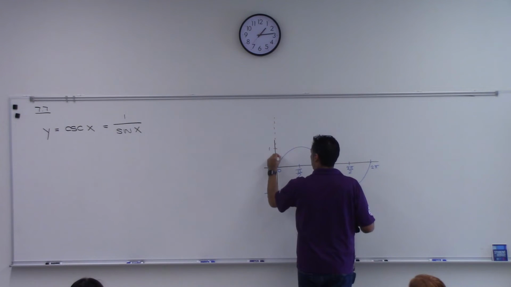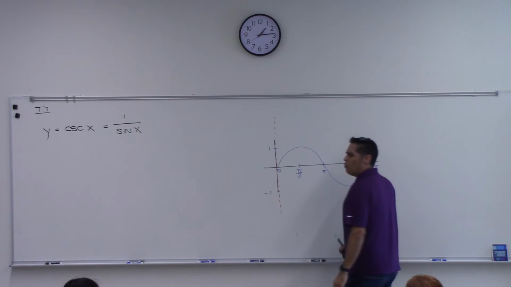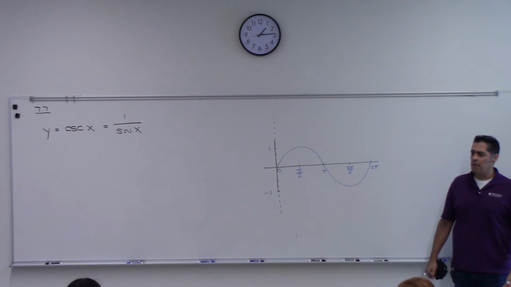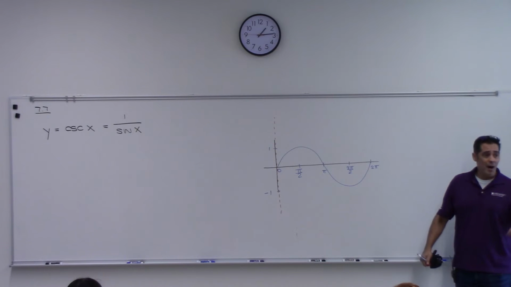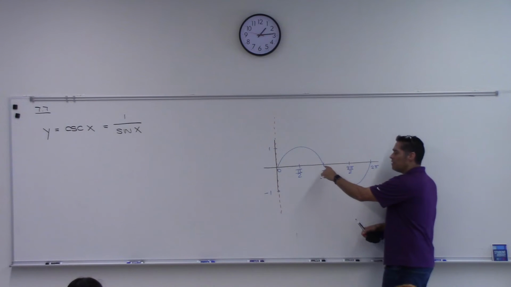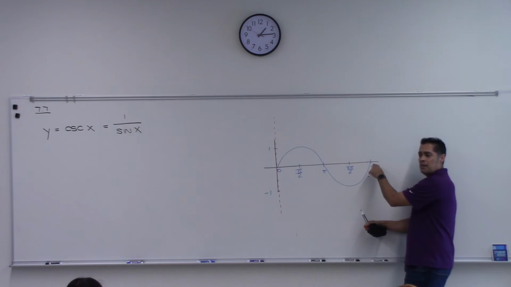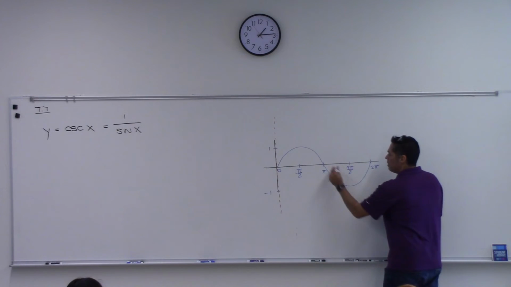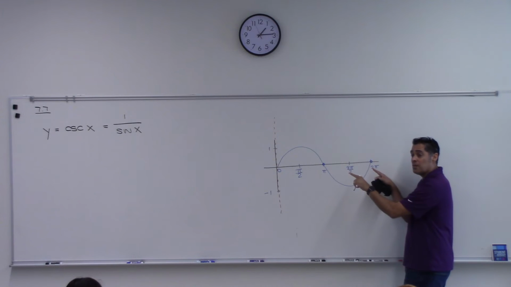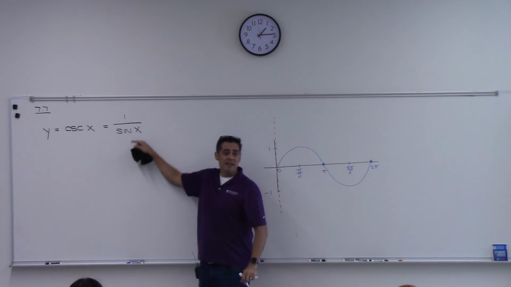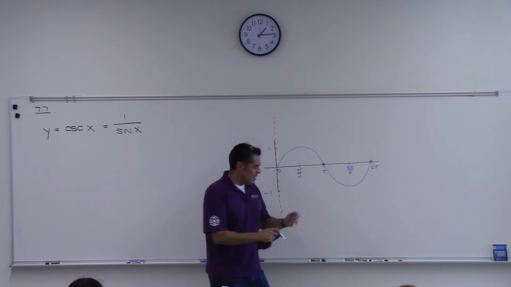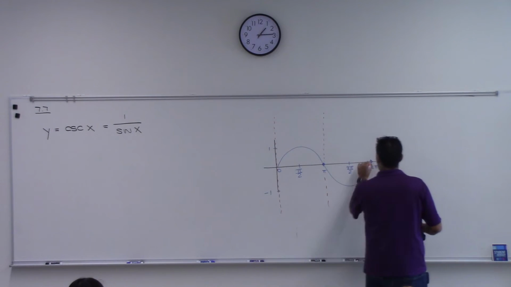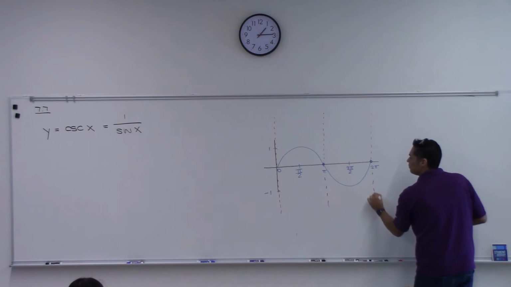That means I'm going to have a vertical asymptote here. Where else would the cosecant be undefined? At pi also, right? Anywhere where the sine function hits the x-axis, anywhere where the sine function gives me a 0, 1 over sine is going to be undefined. So I should have a vertical asymptote here. Do y'all get what I'm saying here or not?